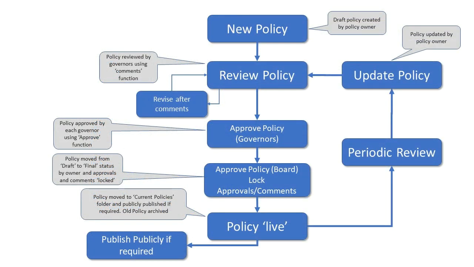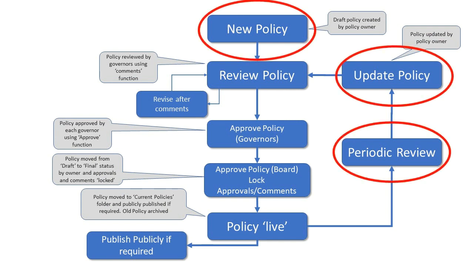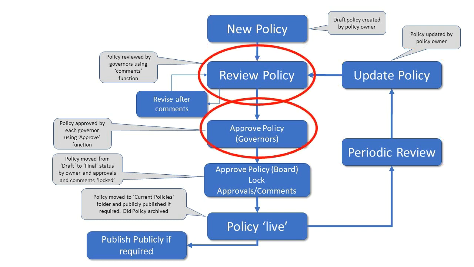I want to show you the life cycle that we can follow in GVO as a policy is created right the way through to being published. So a policy can either start as a new policy or a policy update based on its periodic review. The new draft policy is added to the GVO in the draft policies area, and then it's sent out to the governors to review.